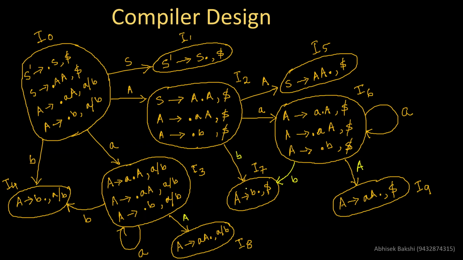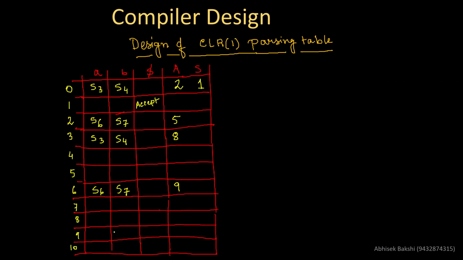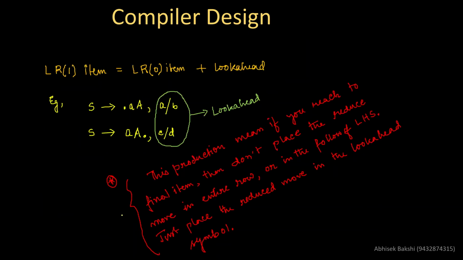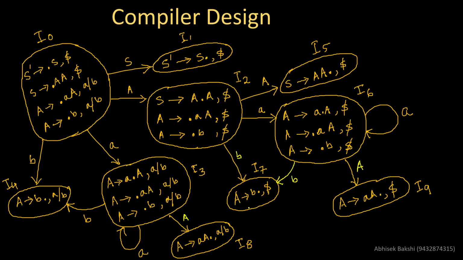Now what is 7th state? Final item. Right now I will not touch. 8th, which has a final item. 9, final item. So whatever is left all contains final items, right? Whatever rows are present here all contain final items now. So now what I will do, you see, I will apply this particular logic written here, that the production, if you reach a final item, don't place the reduce move in the entire row or follow of LHS, just place the reduce move in the look ahead symbol. That means just blindly I will put this reduce move.